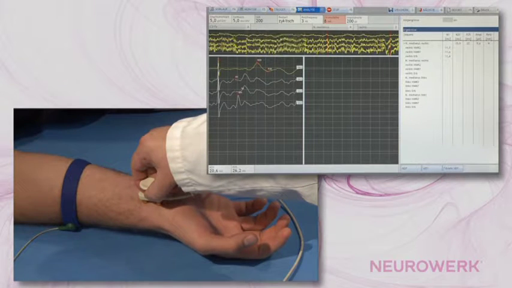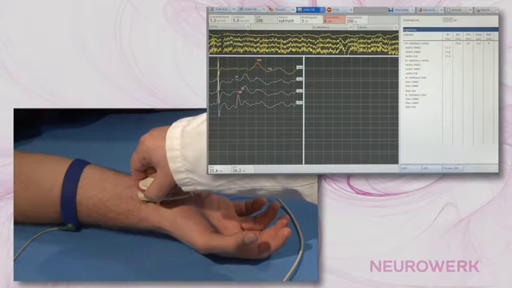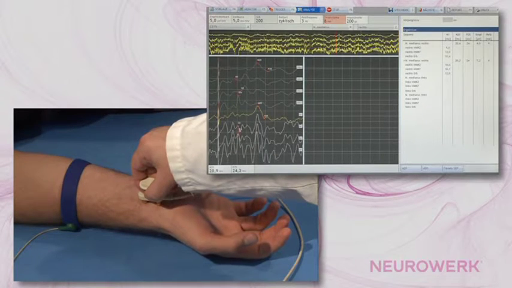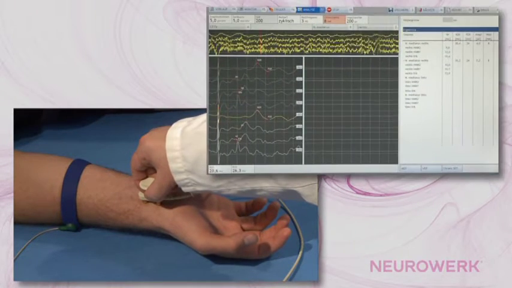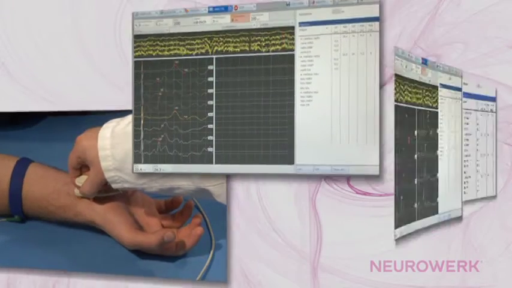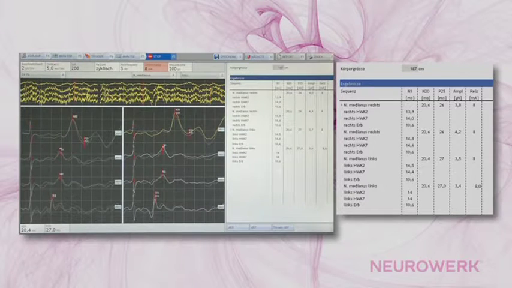Once the measurement of the left side has been completed, the latency markers are set manually. The measurement data table shows the latencies and amplitudes of the marked peaks for both the left side and the right side.